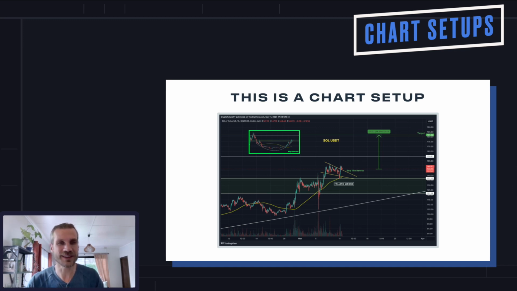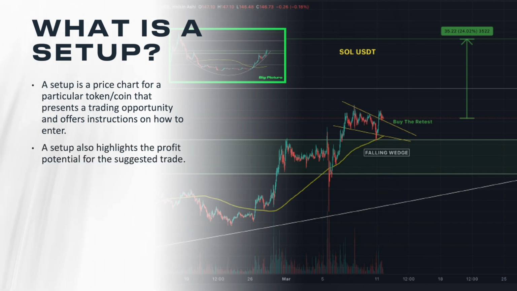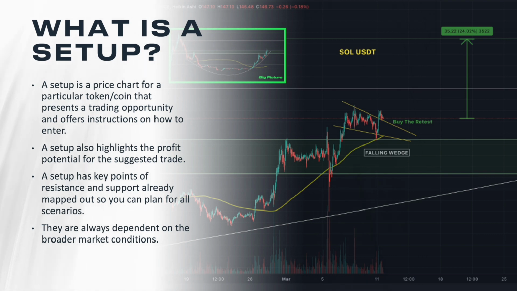But what exactly is it? A setup is a price chart for a particular token or coin that presents a trading opportunity and offers instructions on how to enter. A setup also highlights the profit potential for the suggested trade. A setup has key points of resistance and support already mapped out so you can plan for all scenarios. Setups are always dependent on broader market conditions, so you need to be paying attention to what Bitcoin is doing before entering, as you want to ensure that any setup you trade can fulfill to its maximum potential.